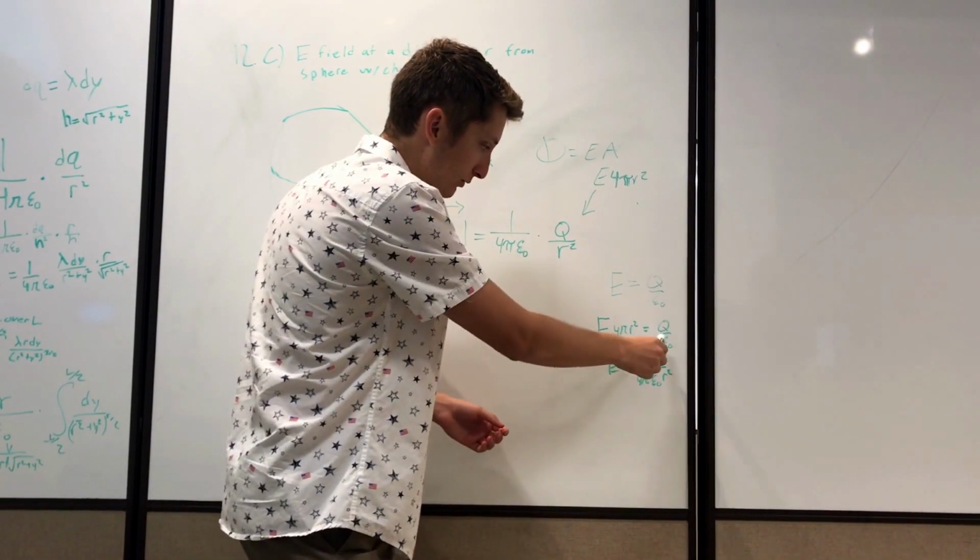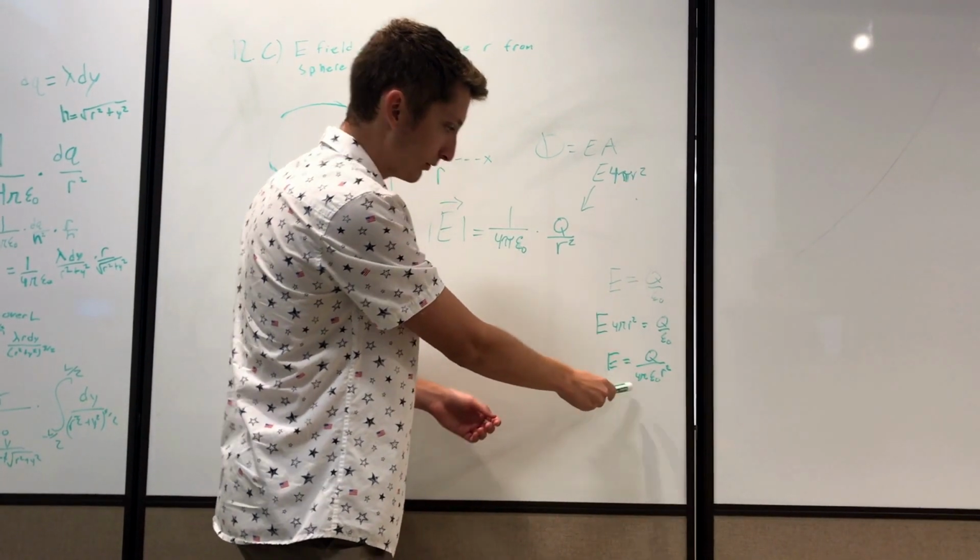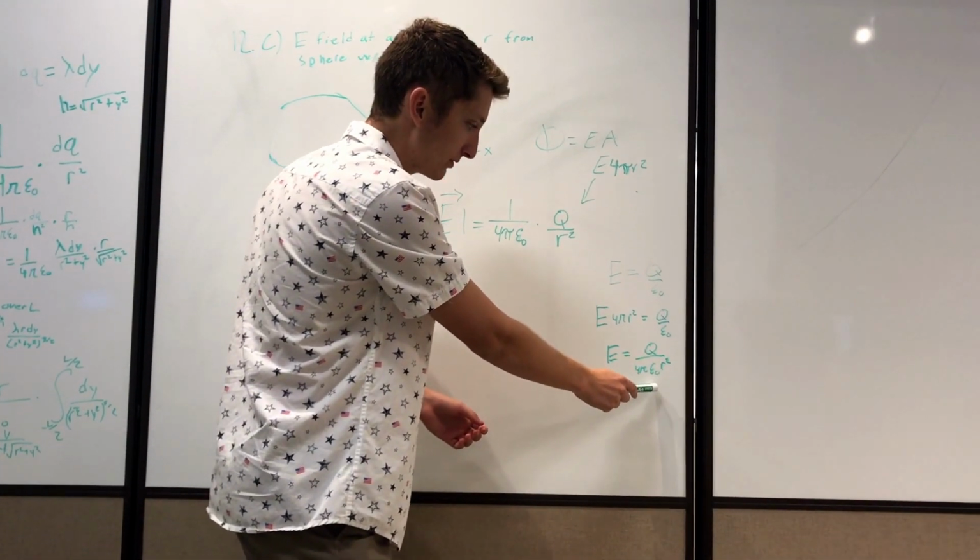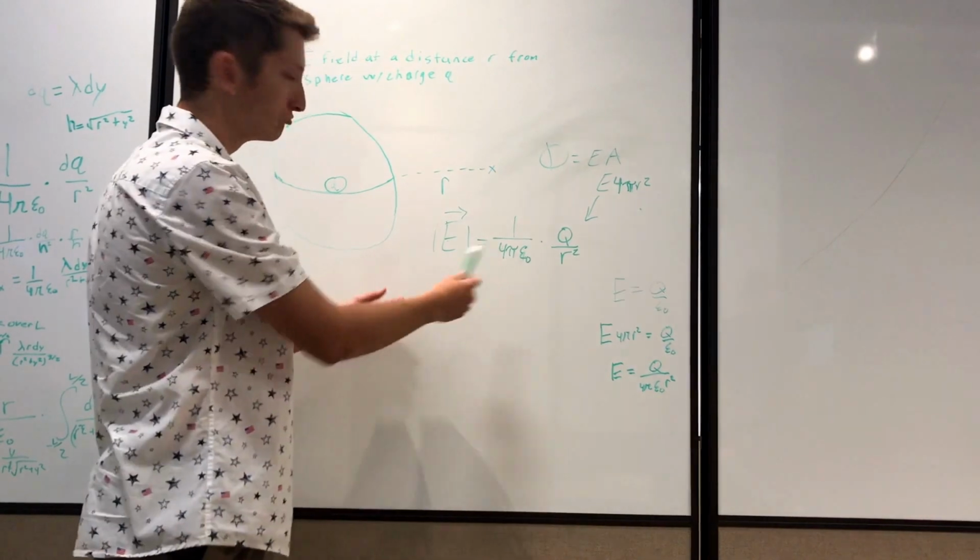So setting these two things equivalent, we can solve for E, which is just equal to q over 4 pi epsilon naught r squared. And that's pretty much it.